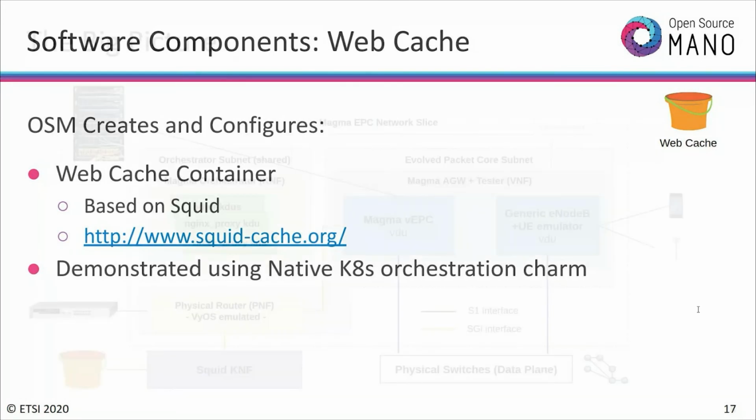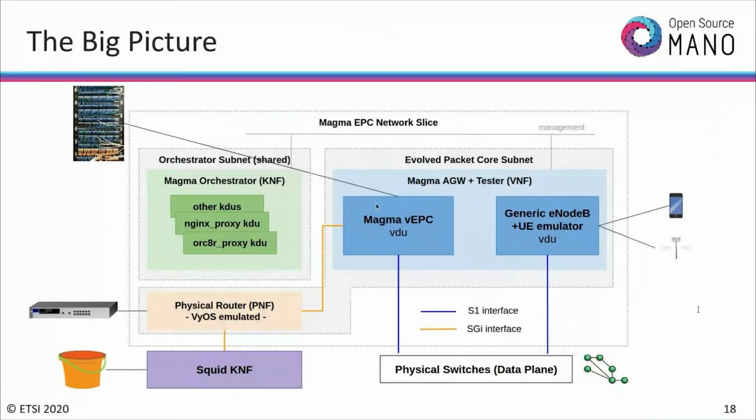So going back to our big picture, here's our EPC, here's our UE and radio, here's our physical router, and here's our Squid KNF. These interfaces are networks that will be created by OSM. And for those that are familiar with 3GPP specs, these SGI and S1 have specific meaning as far as what the traffic is. The S1 being signaling from the radio towards the packet gateway, and the SGI being the traffic that comes out of the encrypted tunnel between the two of these and heads towards the internet.